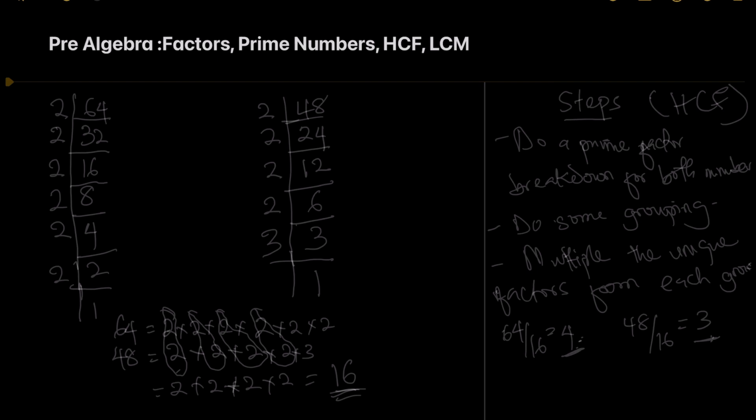So the next one is basically the lowest common multiple. We'll do this in the next class.